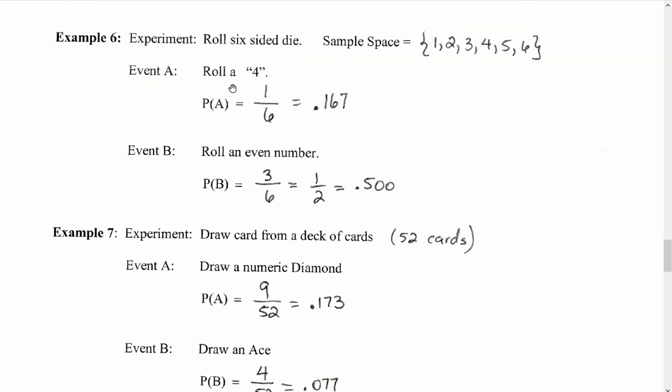For example, if we wanted to look at the probability of rolling a 4, there's 1 four on the die, out of 6 sides. So it would be a probability of 1 out of 6, which, if you want it as a decimal, would round to 0.167.